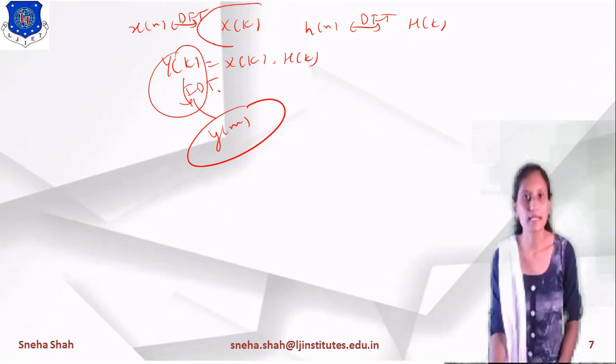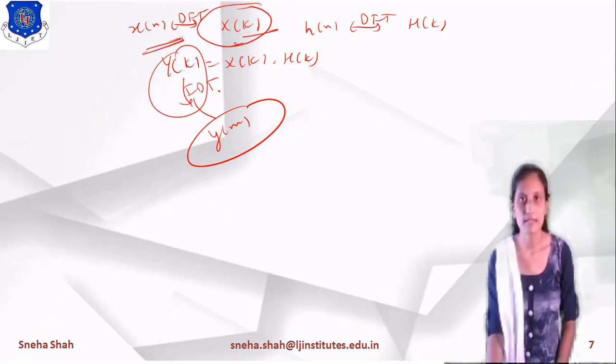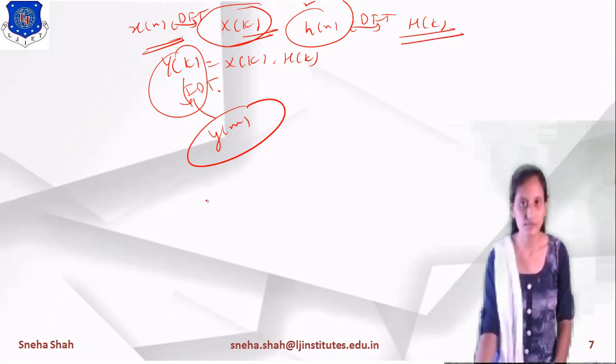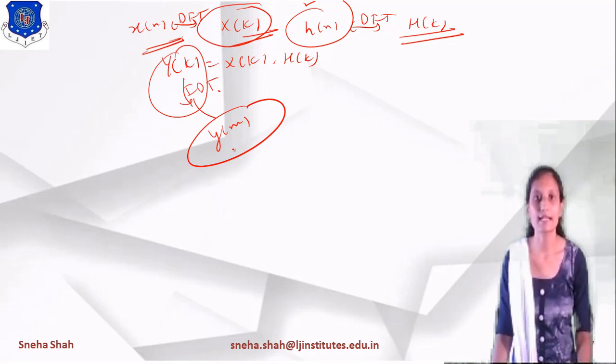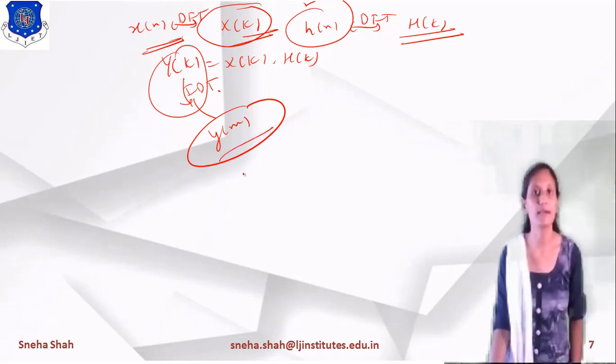So first of all, I take the DFT of x, it will give you x of k. Then I take the DFT of h of n, it will give you h of k. Then I multiply these two terms, and at last we take the IDFT of it, it will give you the answer equal to y of n.